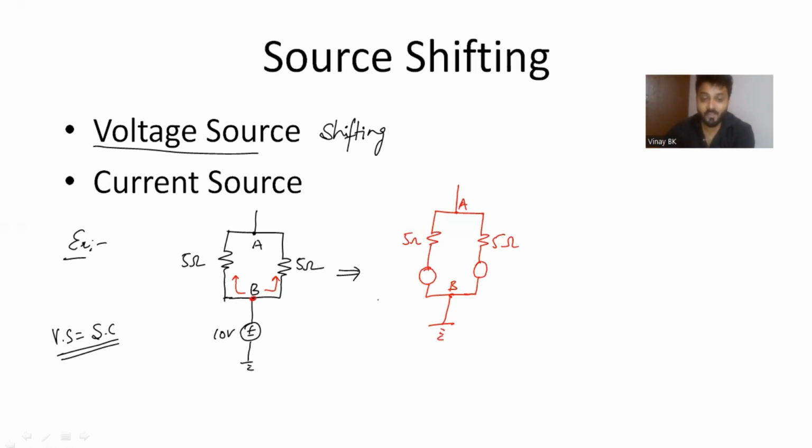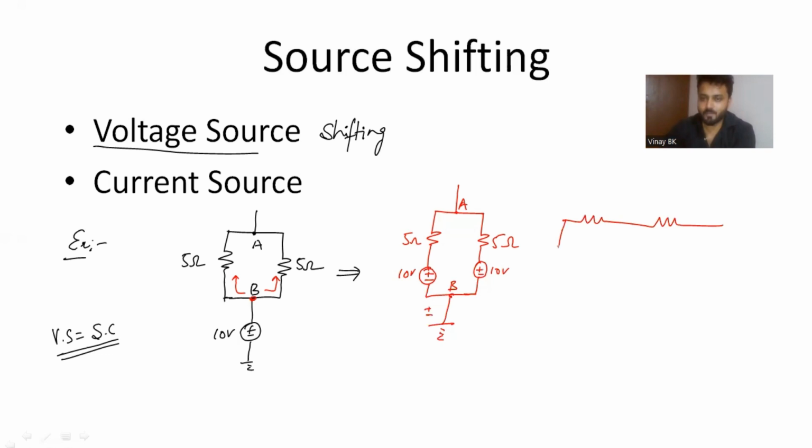Polarities I will write now. For the direction of the voltage polarities, you can see minus plus you have, so in the same manner it will shift minus and plus, minus and plus, and the value of voltage will be the same, that is 10 volts and 10 volts. This is called voltage source shifting. Clear? Similarly, if you have a circuit like this, there are resistors like this, say two resistors.